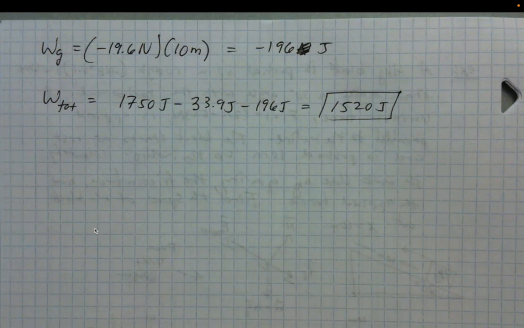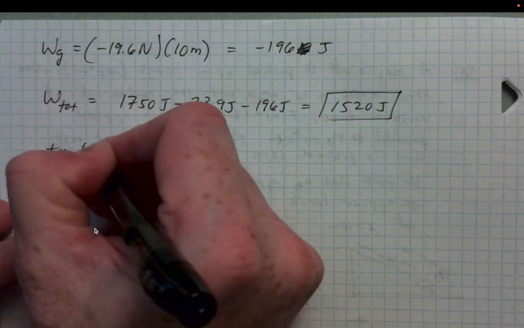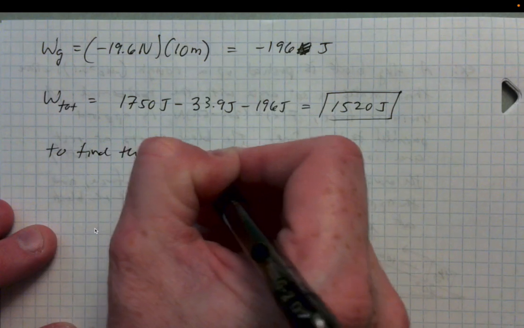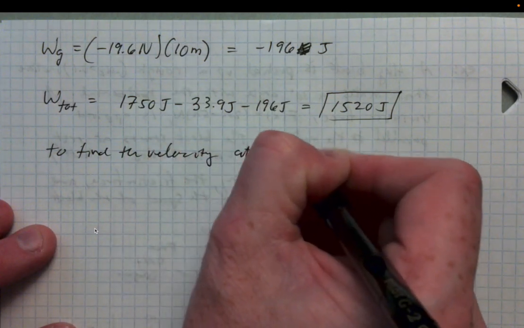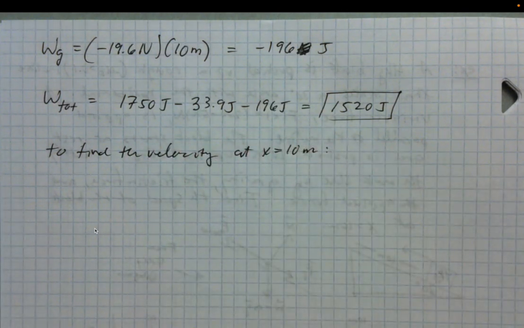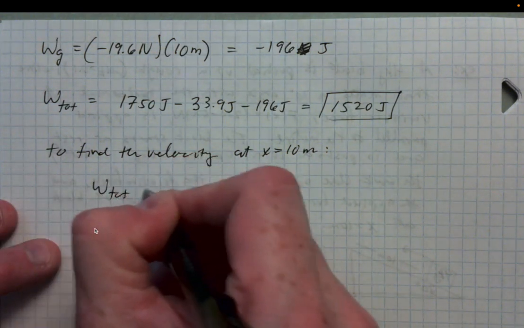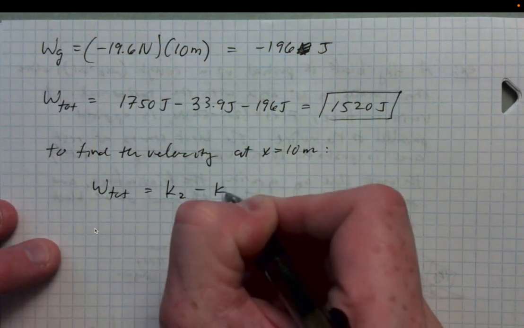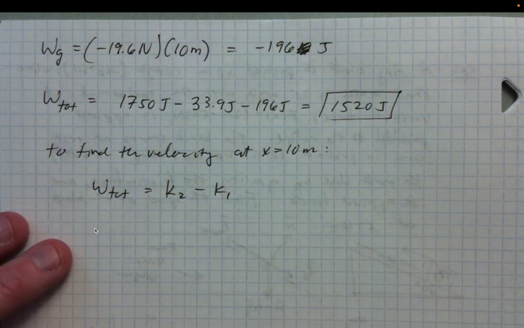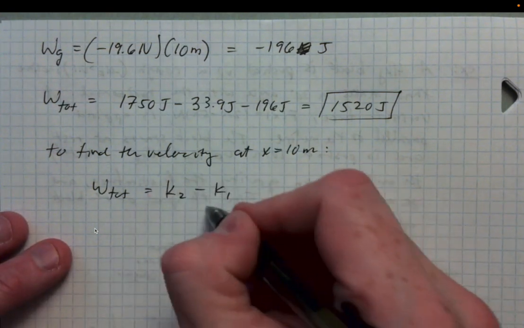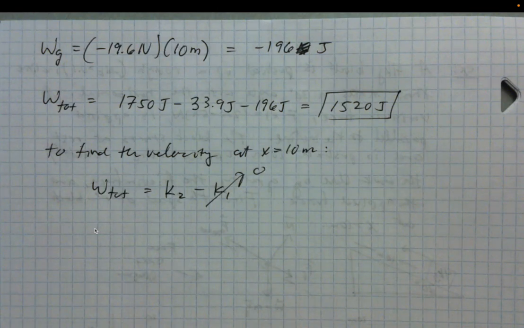But once we have that, the second question is, what is the velocity at the end of the displacement at x equals 10 meters? So to find the velocity at x equals 10 meters, right, what do we have to do? Well, we're going to use the work energy theorem. The total work is equal to the change in the kinetic energy. Okay, and so we know that the initial kinetic energy is 0. It's at rest, right, initially.